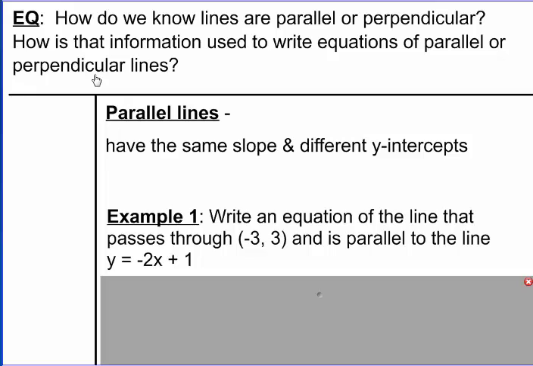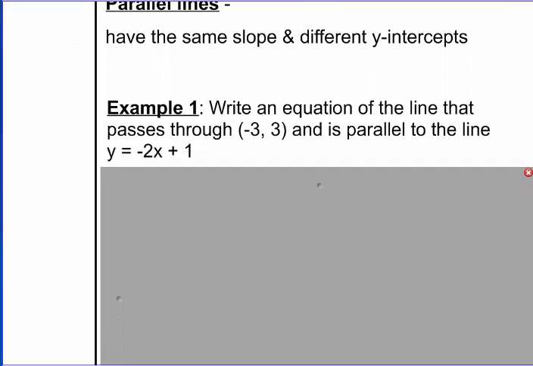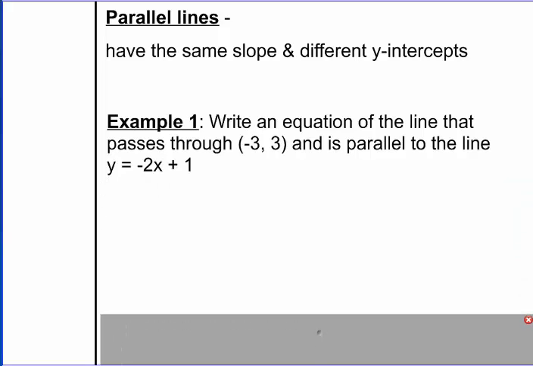We are going to write an equation of the line that passes through the point -3, 3 and is parallel to the line y equals -2x plus 1. So, first idea, parallel lines. The way we know lines are parallel is that they have the same slope. So look at the line that's given, identify the slope of that line, and that's the slope that you want to use to write your new equation.